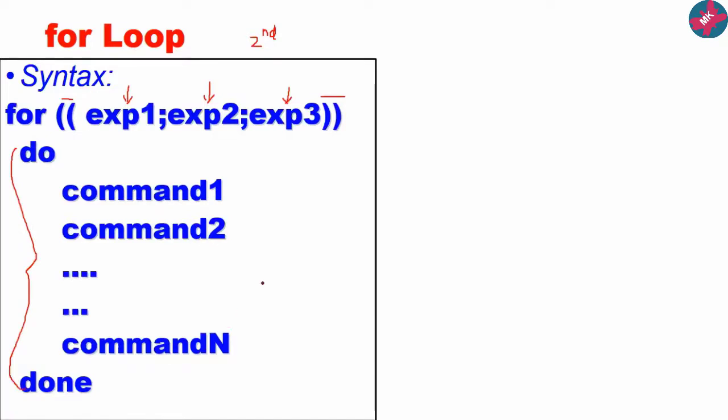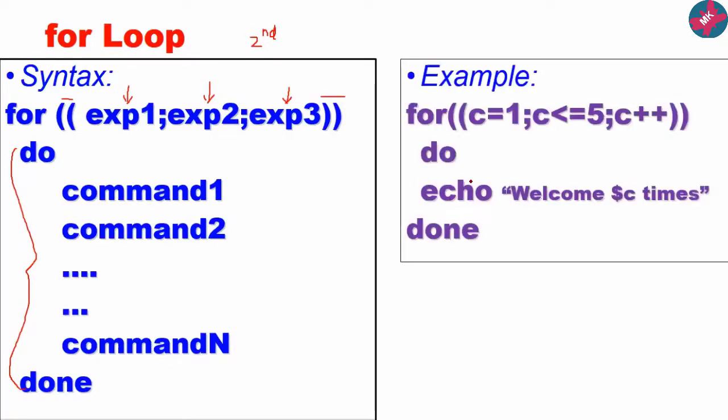So let us see one example for this. Suppose again I want to print the numbers 1 to 5. Observe here, I have declared variable C, initialized to 1. Then I will check the testing condition whether C is less than or equal to 5. And then the third expression, which is the increment expression. So expression 1, expression 2 and expression 3. And within the do and done, we are writing one echo statement: welcome $C times.